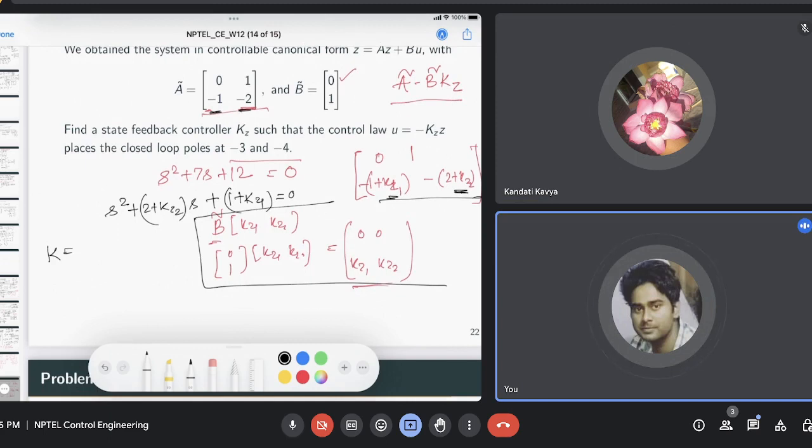Then what will this be? Just compare this coefficient equal to this and this coefficient equal to this. So the first element will be 11. Second, 2 plus this equal to 7, so this is 5. So we have obtained this KZ in the controllable canonical form.